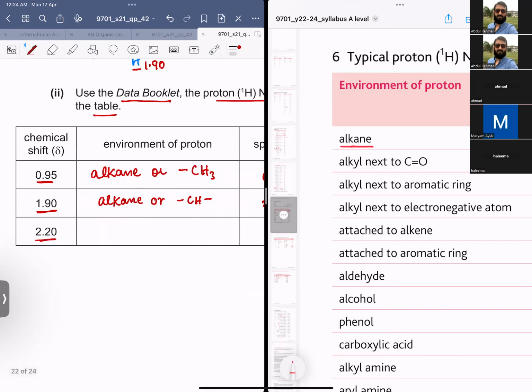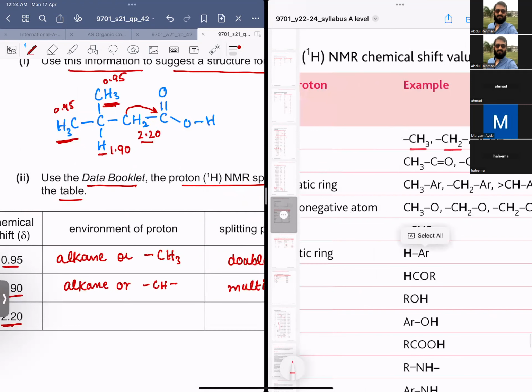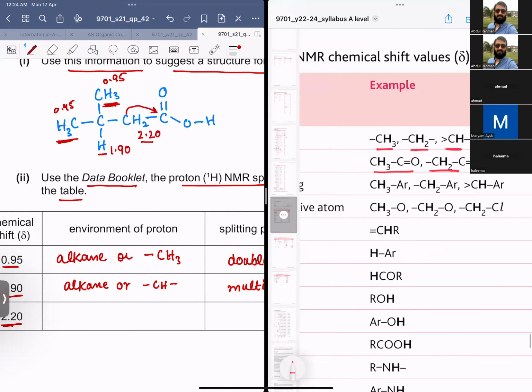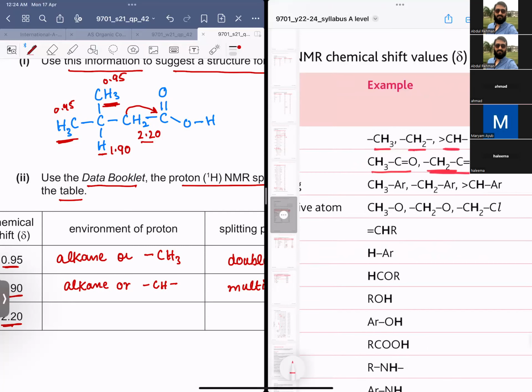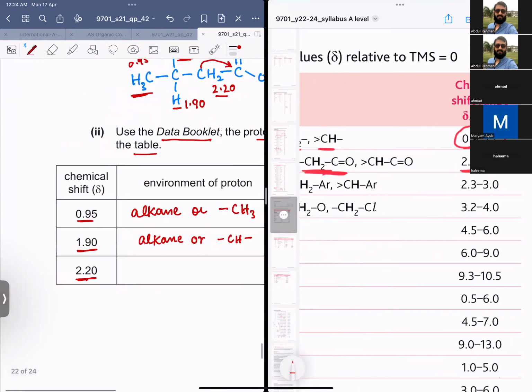Now, the chemical shift at 2.02. So only these hydrogens are left, and these are next to carbonyl, which means they are relatively more de-shielded. That's why they are appearing at a greater chemical shift. So see over here, alkyl next to carbonyl could be these or this. In our case, it is this one. That C double bond O has a CH2 group neighbor to it, and its peak would be appearing at 2.2 to 3.0. So see, this peak is appearing at 2.2.